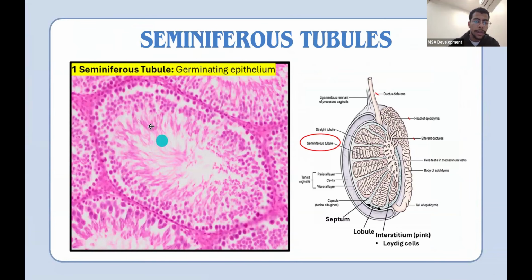Like this is the tail, like when the heads are towards the wall. That's why it's called the germinating epithelium. So, if we cut the testes, it's going to be here, like seminiferous tubules. All right, and this is what they look like.